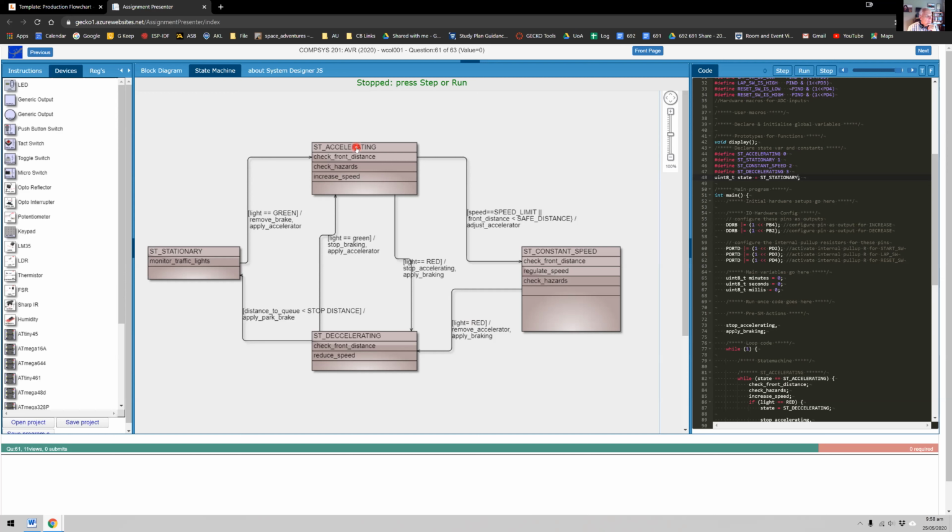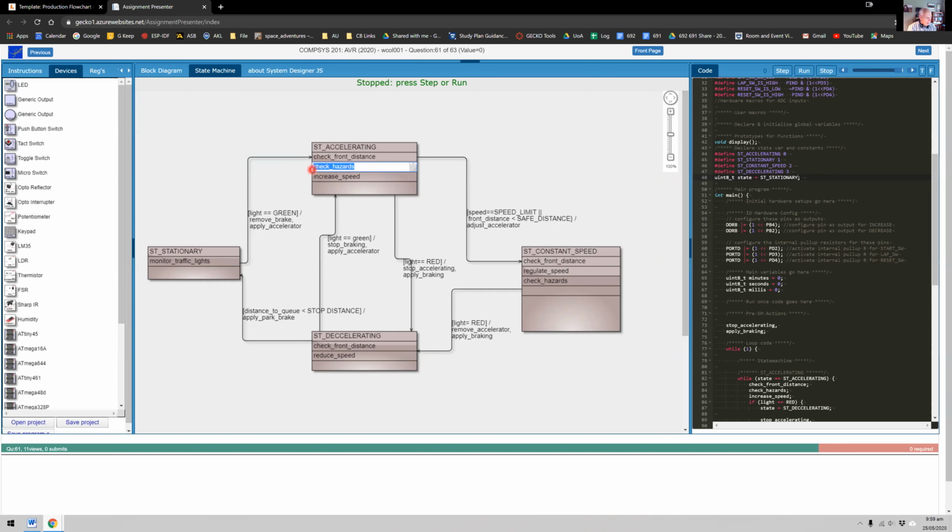While you're stationary at the traffic lights, what are you doing? You're monitoring the traffic lights. What else would you be doing? Listening to the radio? Well, that really doesn't help us in terms of an autonomous vehicle, but it might help with a human vehicle. But actually, what else would you be doing? If you have a look at some of the other states, you might also be checking for hazards.